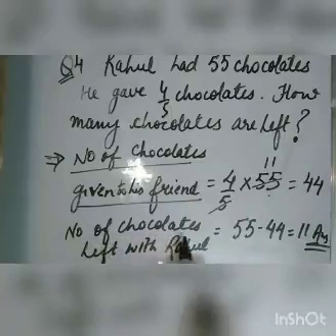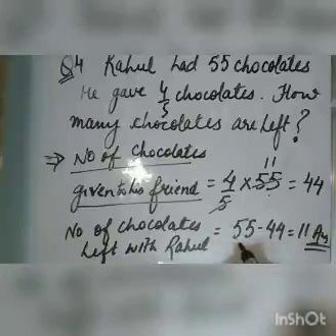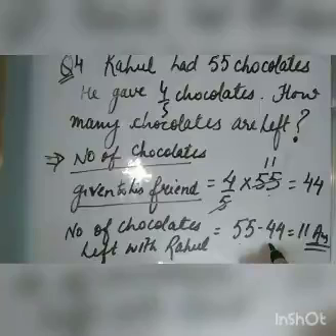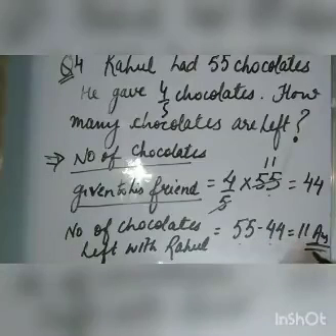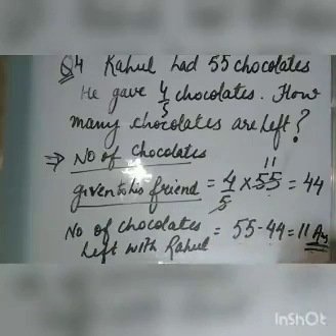Now the number of chocolates left with Rahul. The total chocolates are 55 and 44 chocolates are given to his friends. So we are left with 11 chocolates. So the number of chocolates left with Rahul is 11.